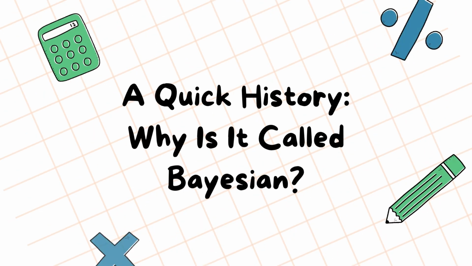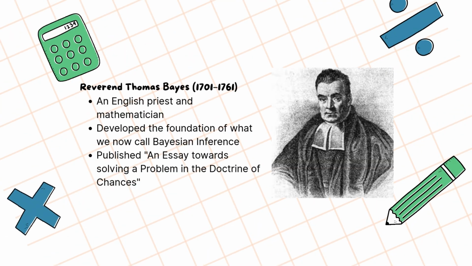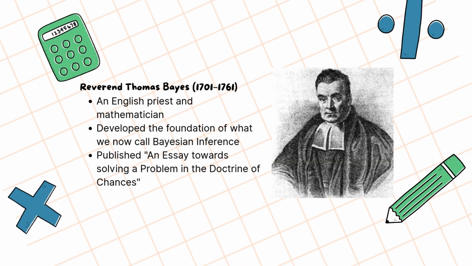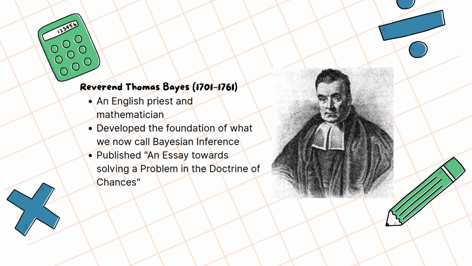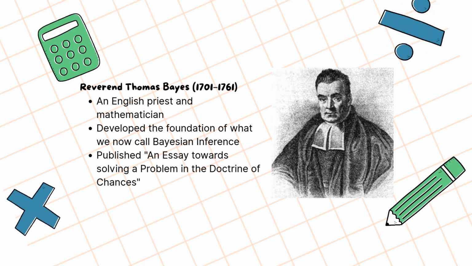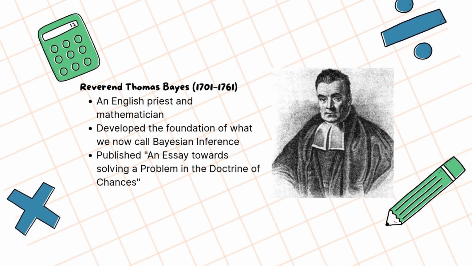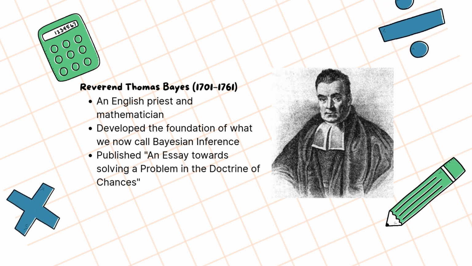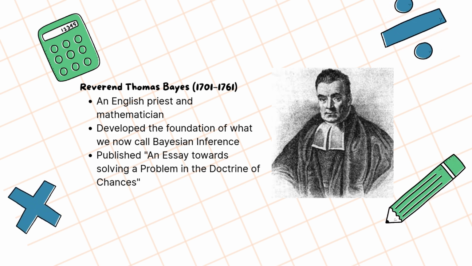A quick history. Why is it called Bayesian? Bayesian inference is named after Thomas Bayes, an English priest and mathematician from the 18th century. He came up with a method to calculate the probability of an event based on prior knowledge, a concept that became the foundation of Bayesian thinking. His ideas were published after his death and have since shaped everything from artificial intelligence to medical research. So yes, a priest from the 18th century helped build the math behind modern data science.